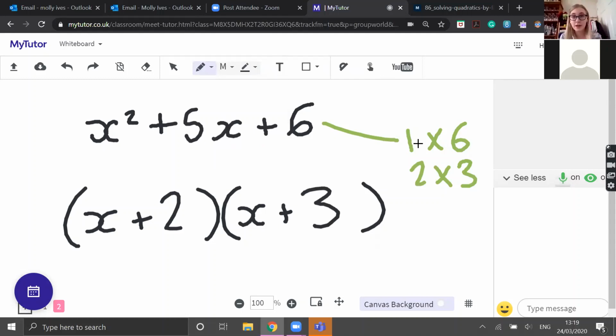Nice and straightforward. Always start by forming the brackets, working out what the signs are, pluses or minuses or one of each, and then list the factors of the constant term on the end. So list the factors of the 6, see what adds to make the middle one. Hopefully that's in a nice, clear way.